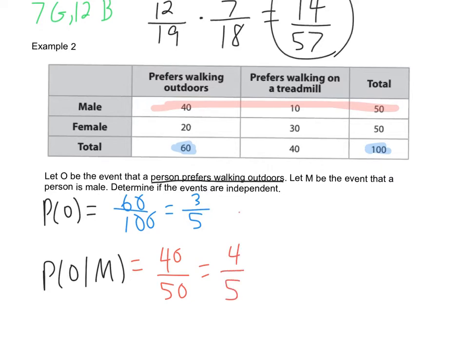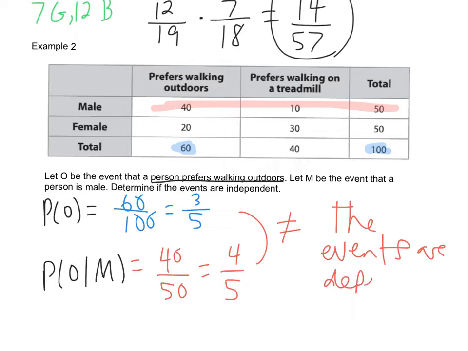So then you have to ask yourself, are these equal? No. So you conclude the events are dependent, which means the fact that a person is male affects if they like to walk outdoors or if they prefer to walk outdoors based on this study. Now, you could have also calculated the probability of male versus the probability of male given they like to walk outdoors, and you would have concluded the same answer.